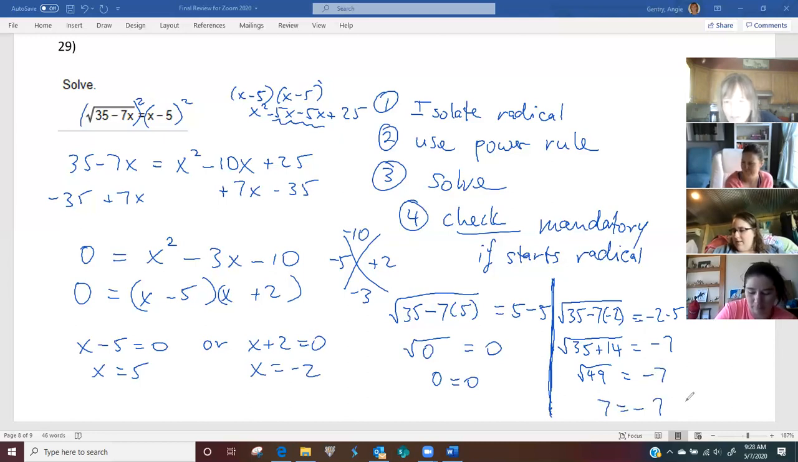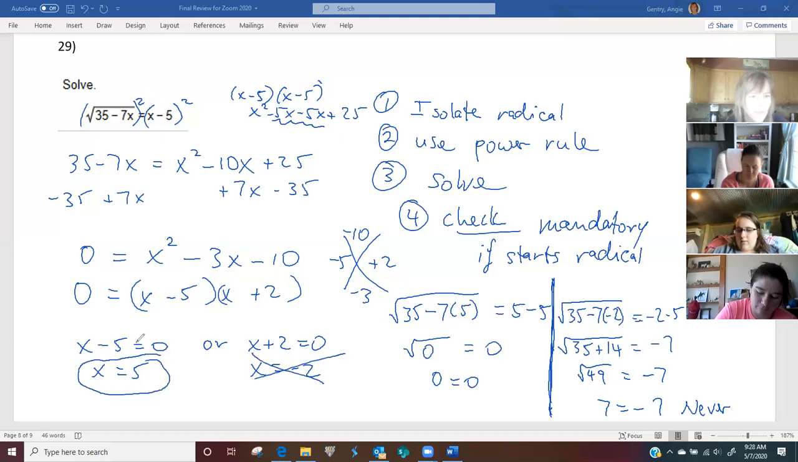Seven equals negative 7, never, right? So this is that one you have to throw in the trash. But don't always throw the negative in the trash. Right. Just sometimes. The final answer is x is 5.